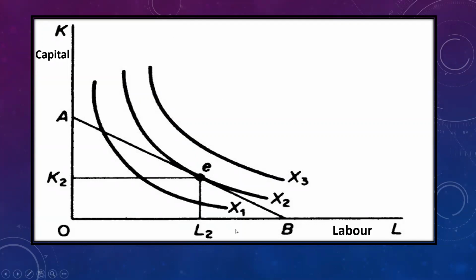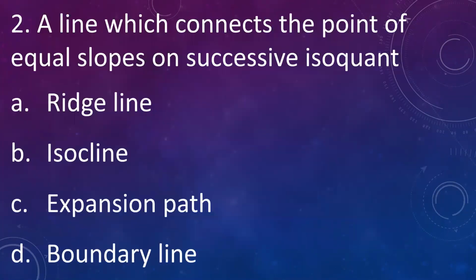Now x1 denotes one level of output, x2 denotes the higher level of output, then x3 denotes a higher level of output than x2. Then, a line which connects the points of equal slope on successive isoquants is called: A. Ridge line, B. Isocline, C. Expansion path, D. Boundary line. Answer is isocline. The line which connects the points of equal slope on successive isoquants is called an isocline.